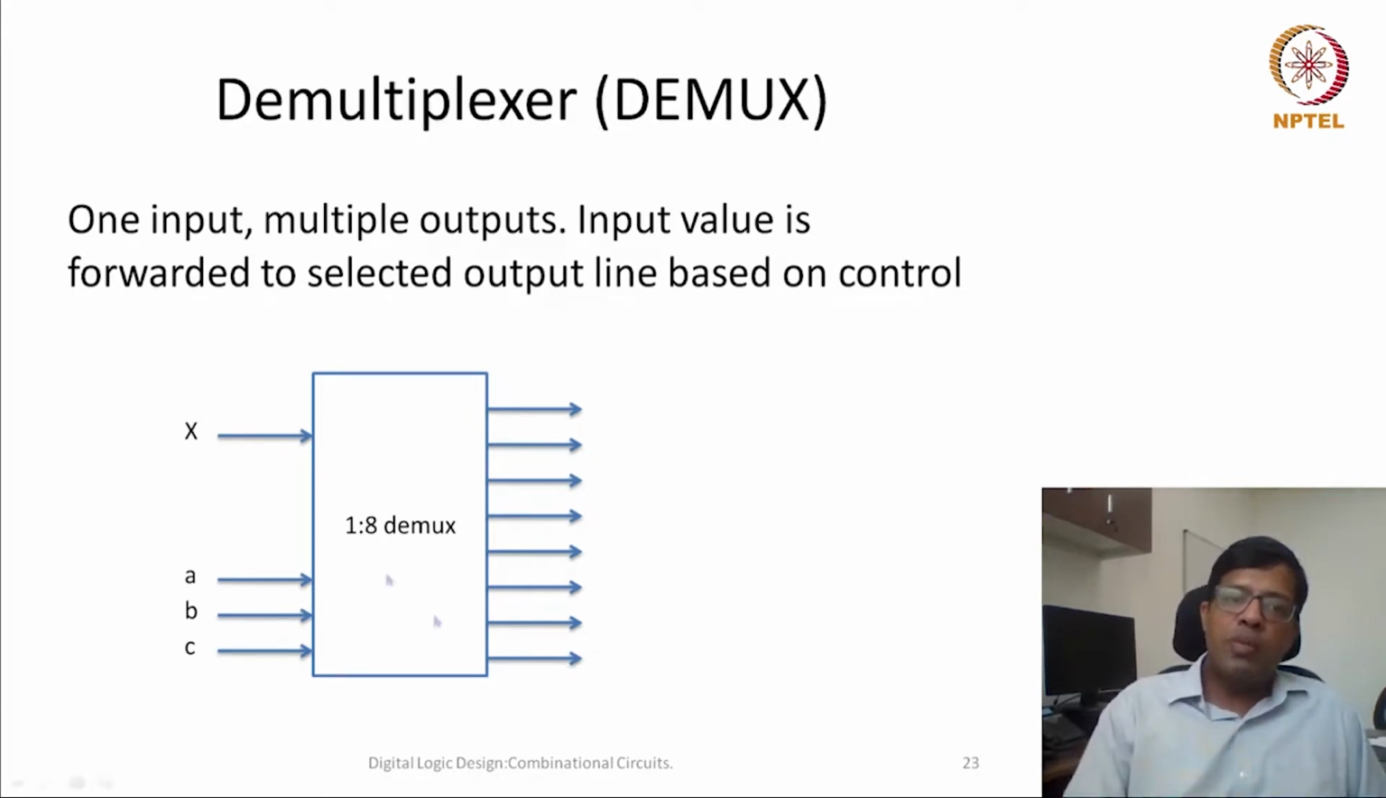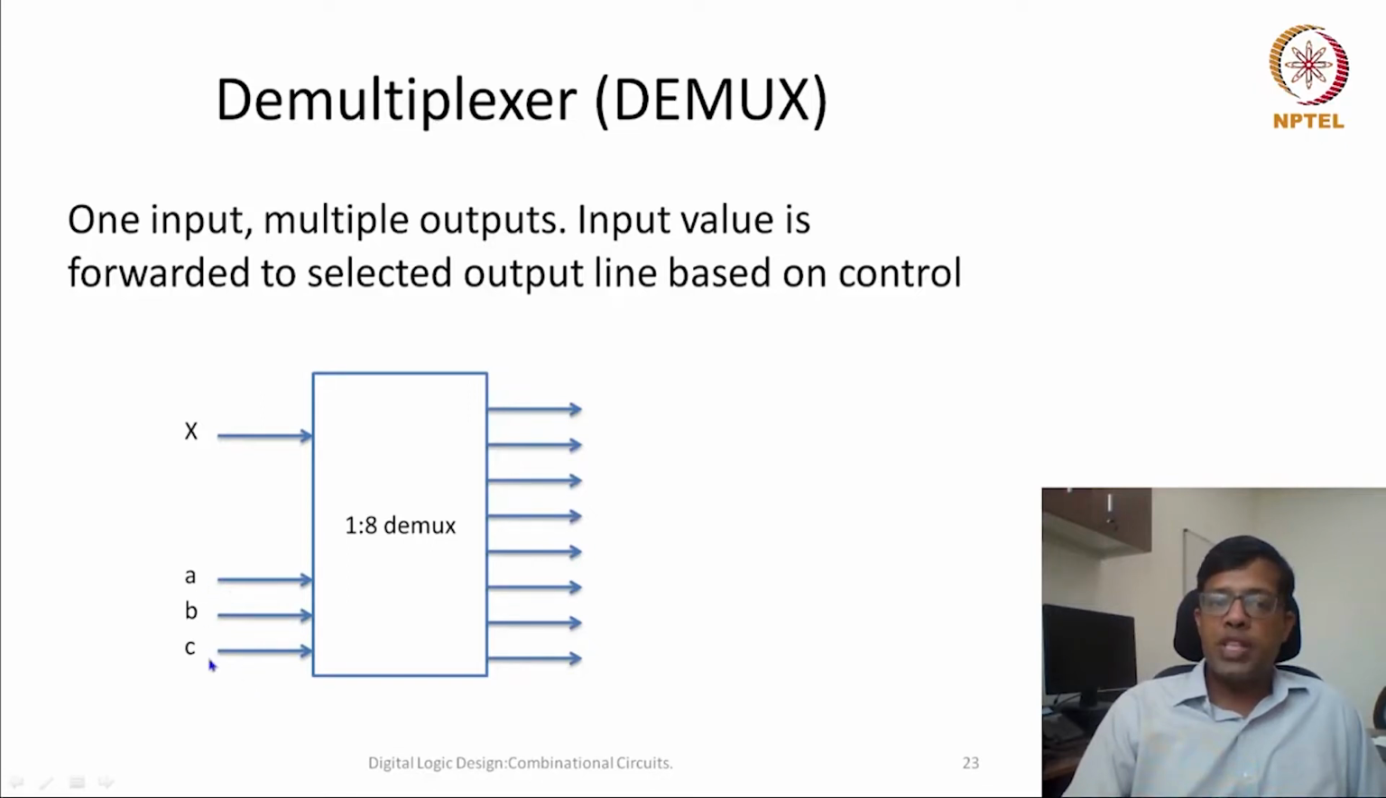So if a 1:8 demux needs to be created, the input is x, and I would require 3 control lines. How many control lines would be required? Let's say the number of outputs is n, then the number of control lines has to be the ceiling of log n base 2. So if there are 4 outputs, the number of control inputs would be 2. If the number of outputs is 8, the control inputs would be 3. Similarly, for more than 8, let's say 10, the number of control signals has to be 4.